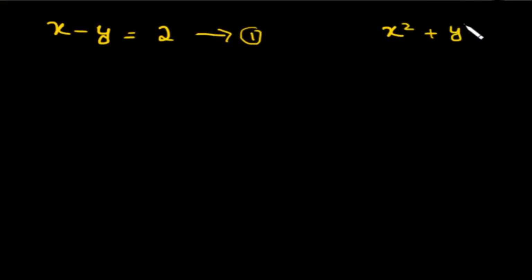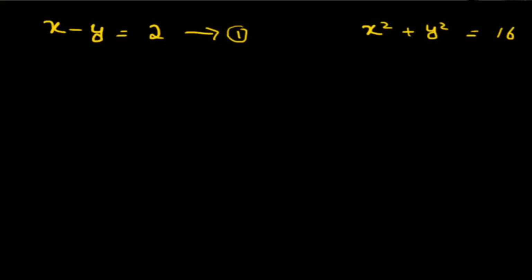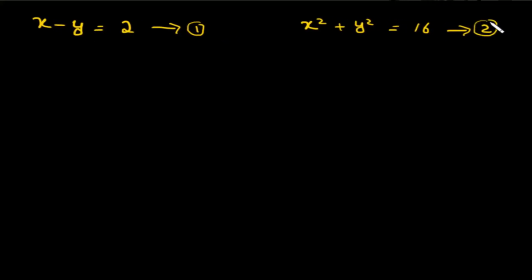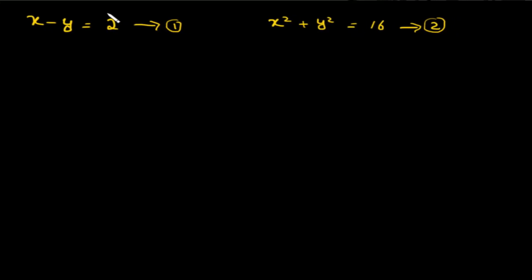We have two equations. One is x minus y is equal to 2. Let me name it as equation 1. This is the line equation, and we have the circle equation, that is x squared plus y squared is equal to 16. Let me name it as equation 2. This is the circle equation. Solve the line equation.